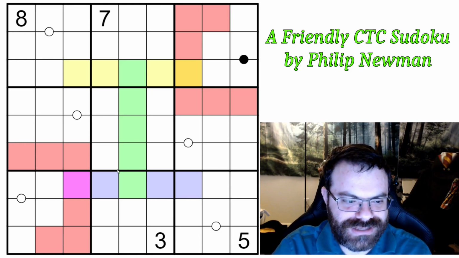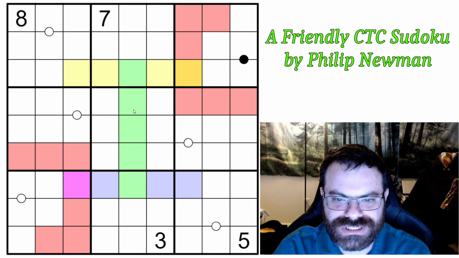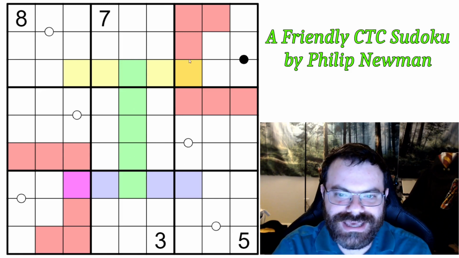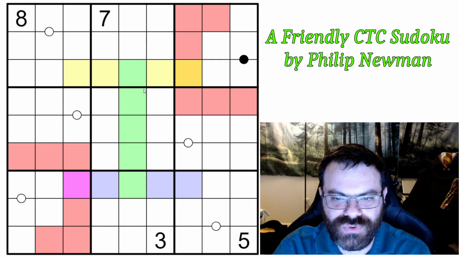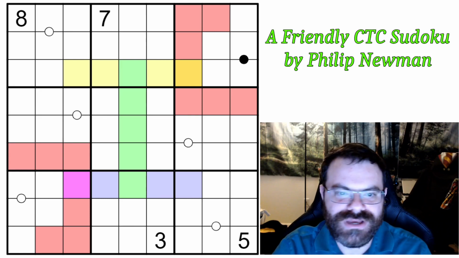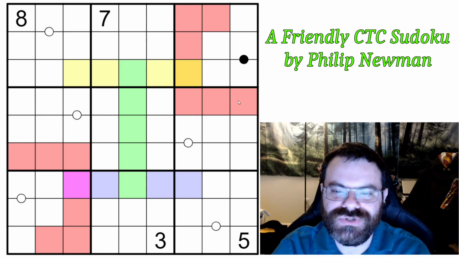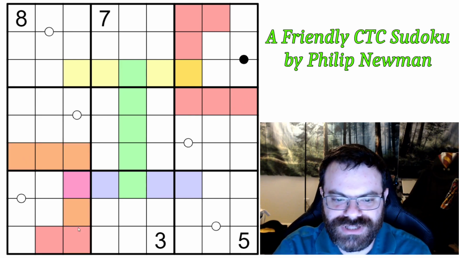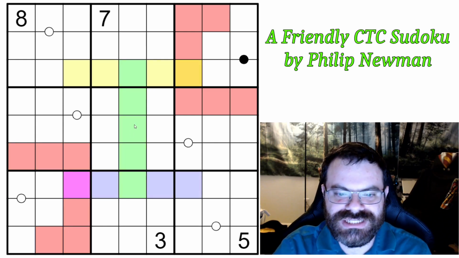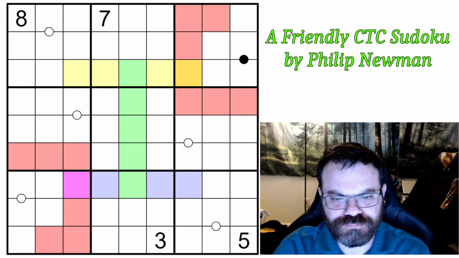And finally, we have the most important rule, which is the highlighted cells are friendly, and the color of the highlight is unimportant. So these red ones, or the blue ones, or the purple ones, or this orange one, etc. Doesn't matter. They're all just highlighted equals friendly. And Philip obviously just picked these highlights for aesthetic purposes, so that the CTC is kind of called out.